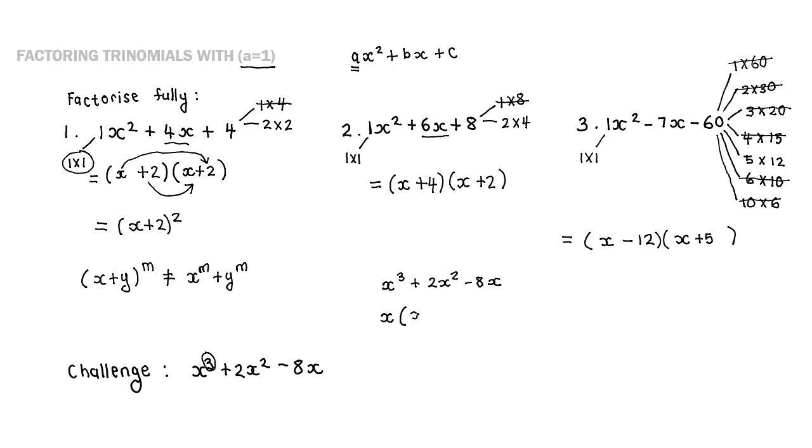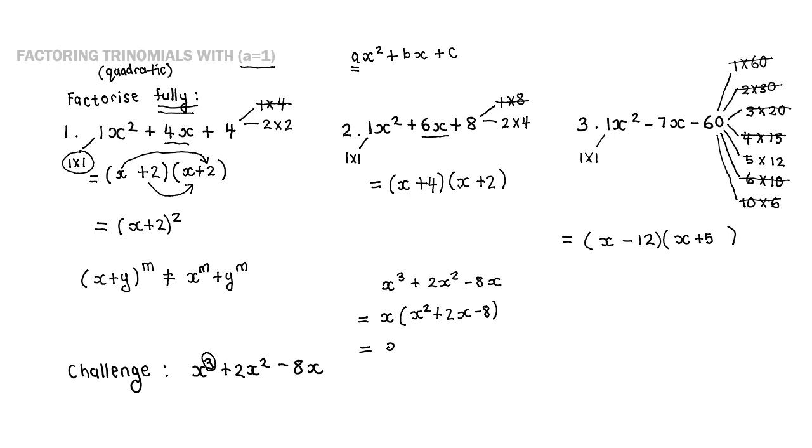And that's going to leave us with x squared plus 2x minus 8 inside of the bracket. Now, inside of this bracket is the trinomial that we need to factorize again. That's why they give the instruction factorize fully. So the first factor is x. Now we need to get the other factors from this trinomial, which is also called a quadratic. Trinomial, quadratic, same thing.